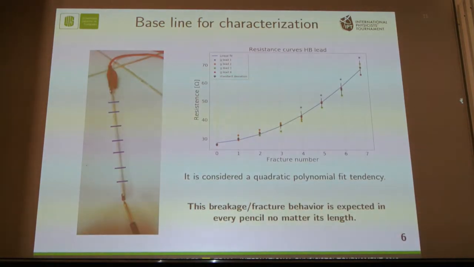For a baseline characterization, we take a pencil graphite rod and we manually break it so we can characterize the difference in resistance from a first breakage, a second total fracture, a third fracture, and so on and so forth. We make this characterization from different pencils and we see the same behavior. So the difference in the resistance from all the pencils, from the graphite rod, is the same.